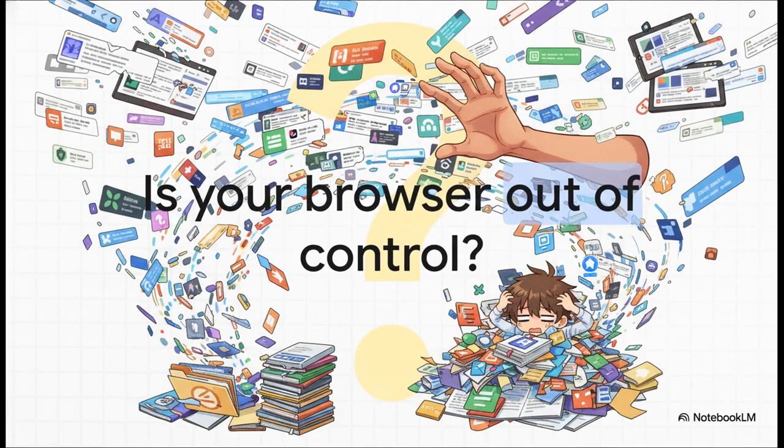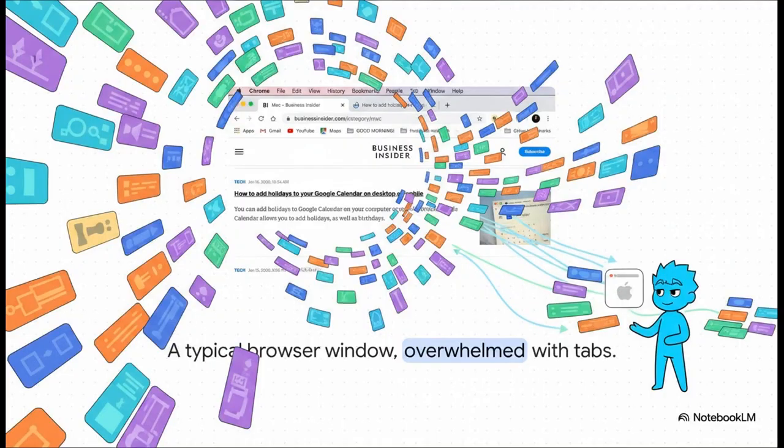But first, let me ask you something. Does your browser ever feel a little chaotic? You know, like a digital room that's just way too messy with a million tabs open at once? Yeah, if this looks a little too familiar, trust me, you are not alone. This is what we call tab chaos, and it's honestly one of the biggest strains on our focus and productivity. The good news, though, Safari has all the tools you need to conquer it, and it's way easier than you think.